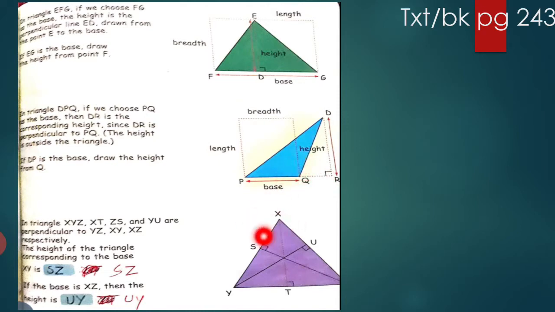Similarly, another triangle XYZ. As you can see, students, here is a triangle XYZ, and XT, ZS and YU are the corresponding perpendiculars to the sides YZ, XY and XZ. Here are some fill in the blanks, students. The height of a triangle corresponding to the base XY is SZ. Here is this side XY, and this side has this straight SZ as the height. Similarly, another side XZ has this perpendicular UY on it.